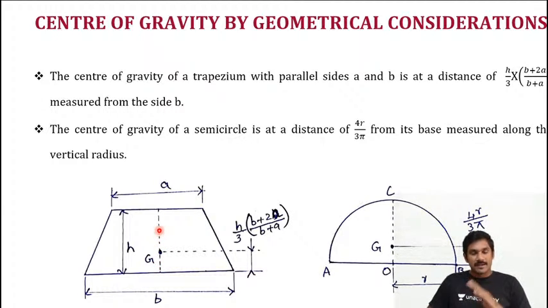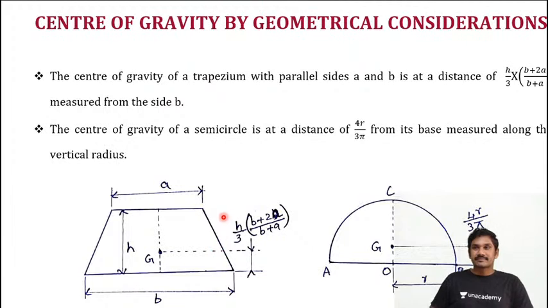Because it is symmetrical. Now about the x-axis, the horizontal axis, it is not symmetrical, so you have to find the position. So how to find this position? This is the larger end, this is the smaller end. From the larger end, the distance to the CG is h by 3 times (b plus 2a) by (b plus a). You can see here, b plus 2a by b plus a, right? So it should be measured from the larger end. Keep this point in mind.